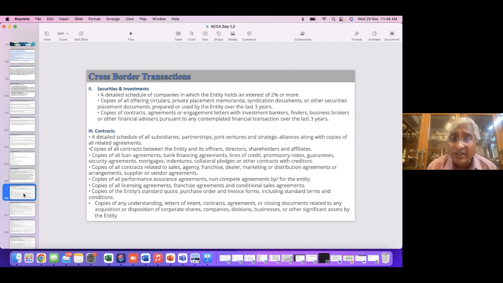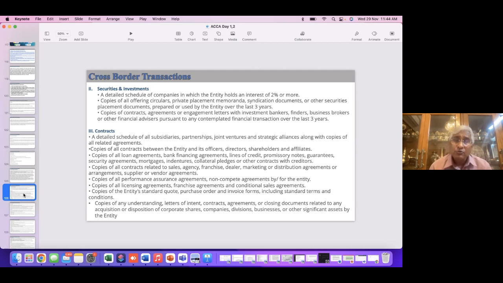Like here also the same thing, a transaction is a contract and requires documentation. What sort of documentation? Documentation with the other party. What are the terms and conditions? If it's a sale, then what are the terms and conditions of sales? If it's a dealer, what is the agreement or terms and conditions agreed upon with the dealer?